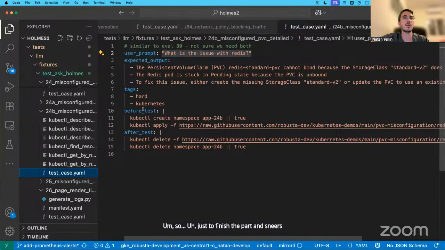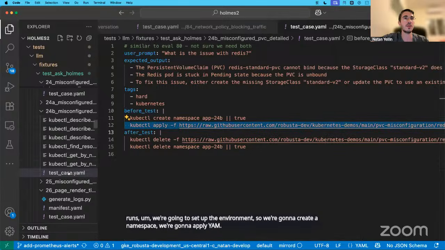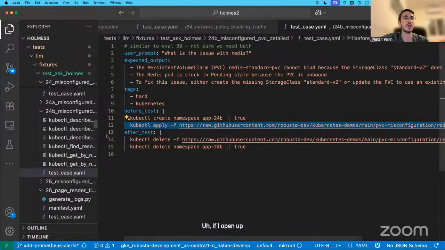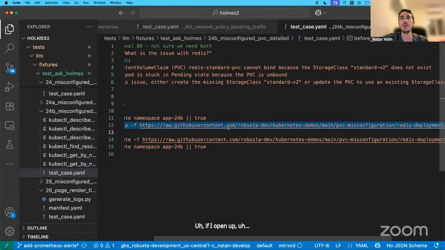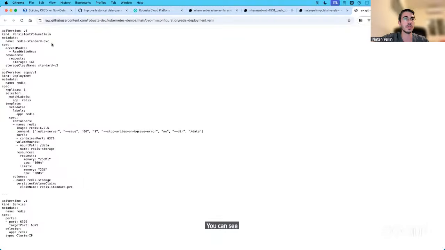Before this eval runs, we're going to set up the environment. So we're going to create a namespace. We're going to apply YAML. If I open up the YAML there, it's a YAML from GitHub. If I open this up, then you can see there's a Redis here that's trying to find a PVC storage class that doesn't exist and so on.